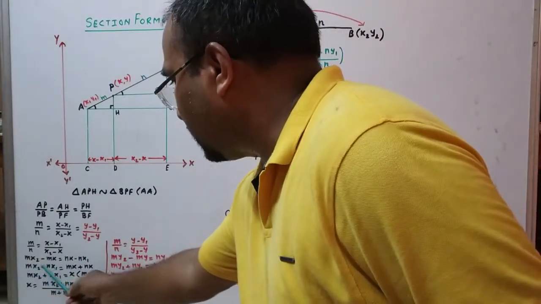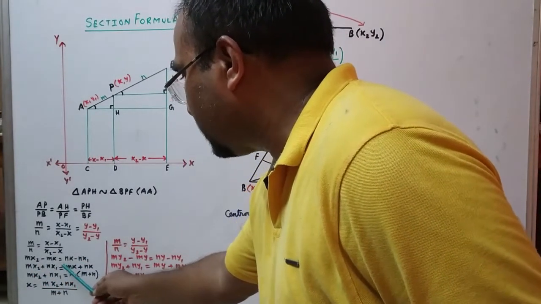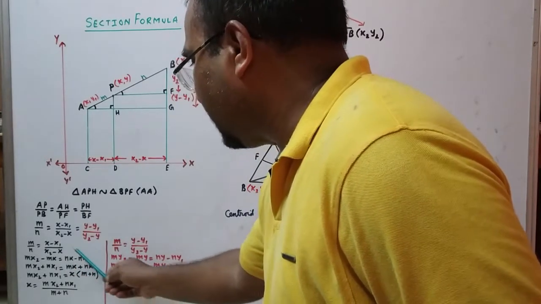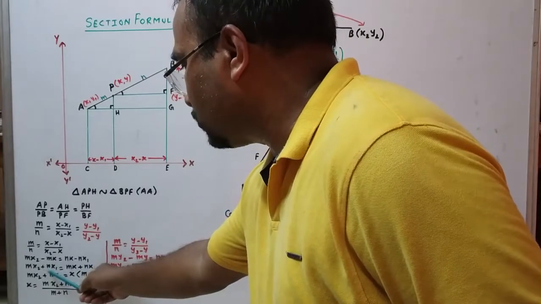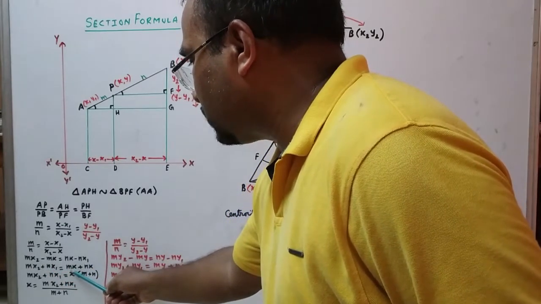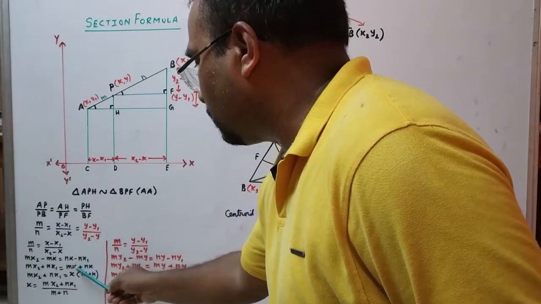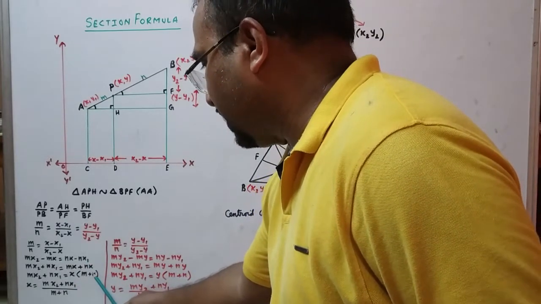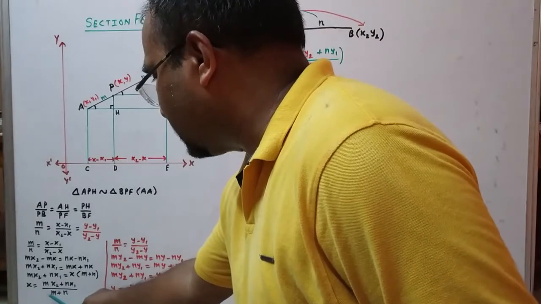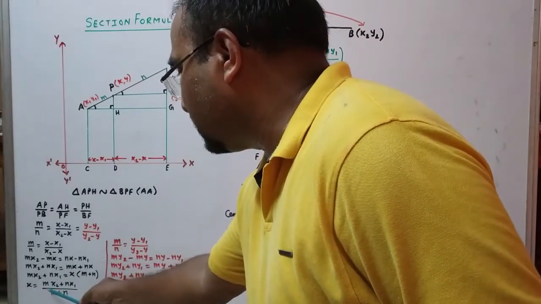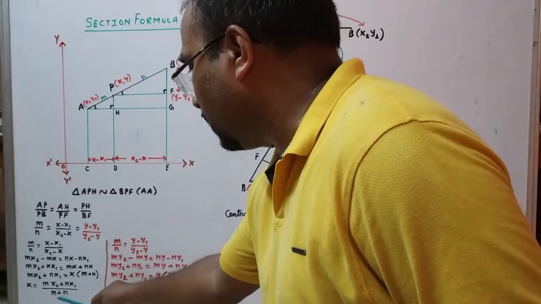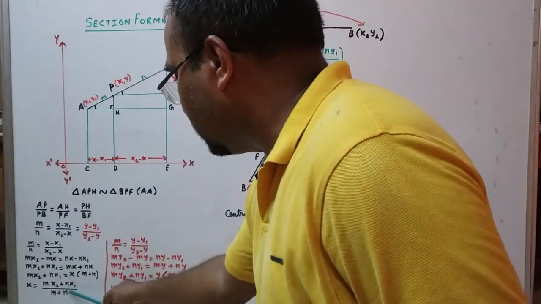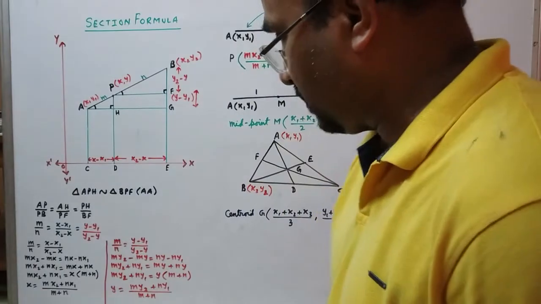I have cross multiplied to get mx2 minus mx equals nx minus nx1. Then I take this nx1 to that side, so I get mx2 plus nx1 equals mx plus nx. Taking x common, I get m plus n, and then this m plus n goes to the other side, so I get x equals mx2 plus nx1 by m plus n. So P's x value I will get by this relationship.